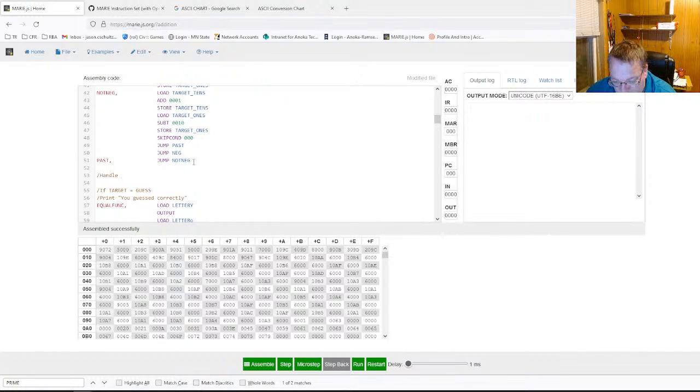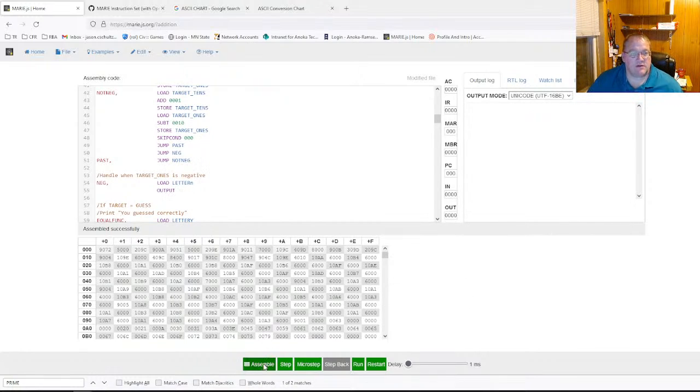Handle when target ones is negative. So I'm going to say neg, load letter n, and output. So it's just going to do an output on that.